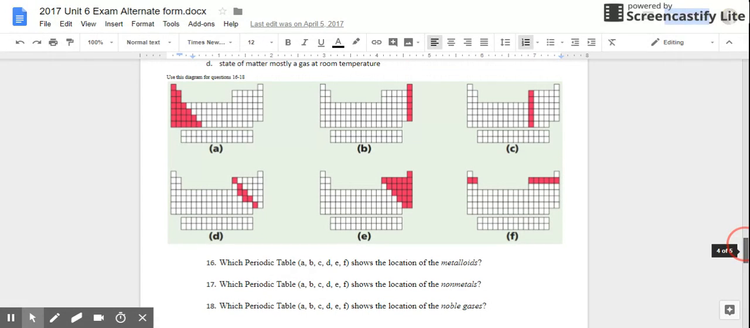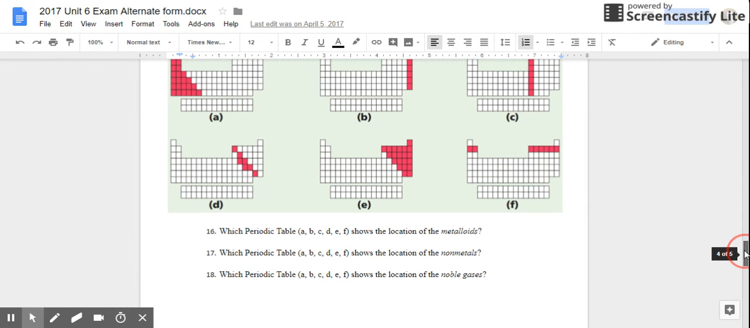Okay, for the next couple questions, you want to use this picture right here to help you answer them. So which periodic table, A, B, C, D, E, or F, shows the location of the metalloids? Question 17. Which periodic table, A, B, C, D, E, or F, shows the location of the nonmetals? Question 18. Which periodic table, A, B, C, D, E, or F, shows the location of the noble gases?